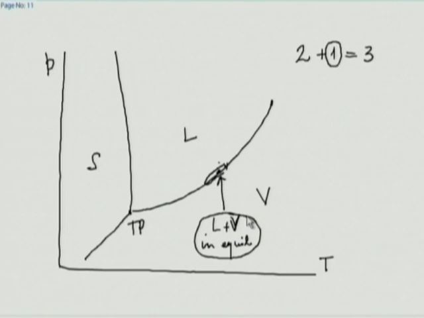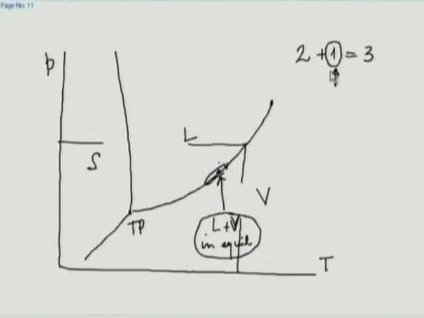And that is why we have this as a line indicating that for a given pressure, if you want liquid and vapor in equilibrium, this should be the temperature. And for a given temperature, if you want liquid and vapor in equilibrium, this will be the pressure. So that is the meaning of this degree of freedom 1.